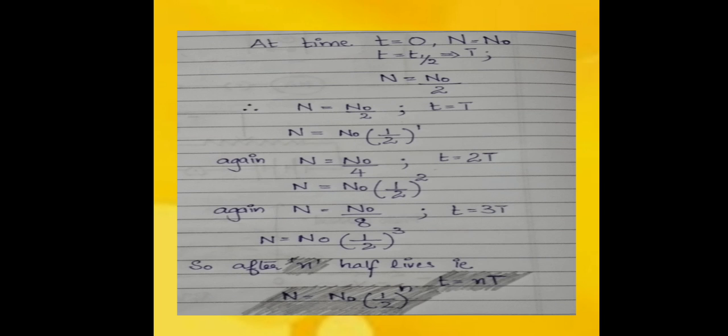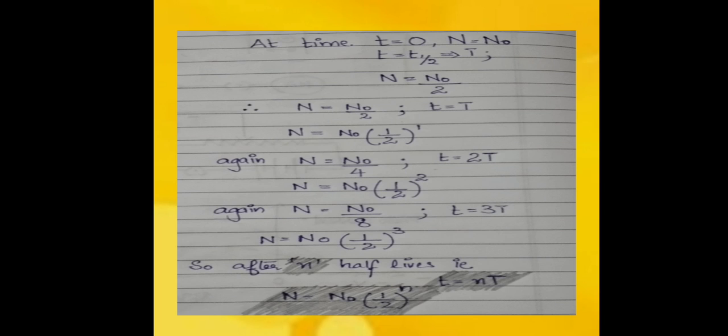Then after t half, which we can represent as T, what will n become? N will become n0 by 2. So now we can go through the steps. N is equal to n0 by 2 when t is equal to T. That means during the first half-life, N is equal to n0 into 1 by 2 raised to 1.